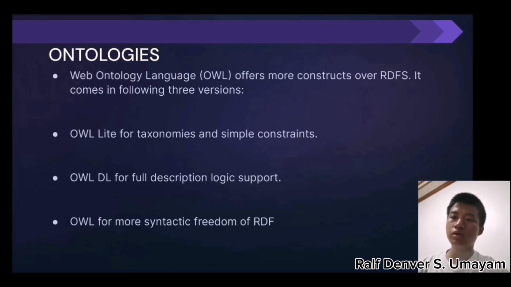Ontologies. Web Ontology Language (OWL) offers more constructs over RDFS, and it comes in the following three versions: OWL Lite for taxonomies and simple constraints, OWL DL for full description logic support, and OWL Full for more semantic freedom of RDF. RDF organizes data. RDFS adds standard labels to web data.